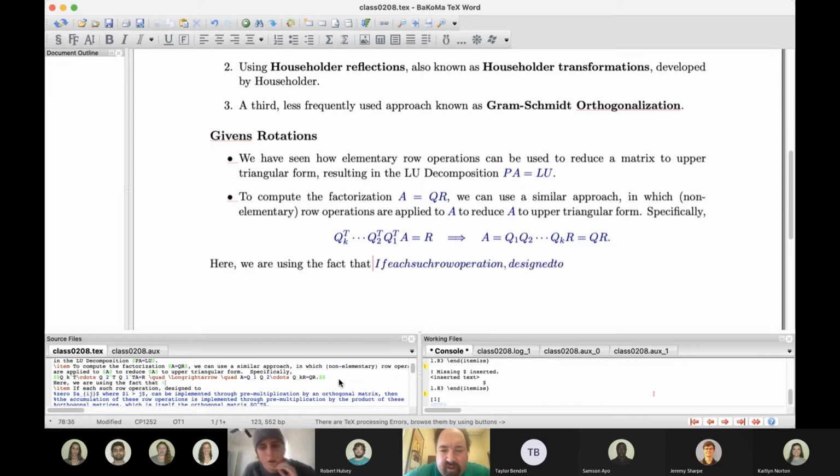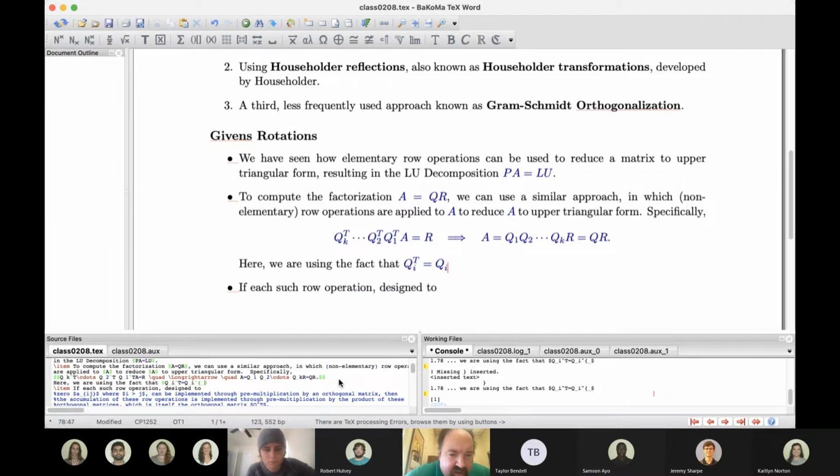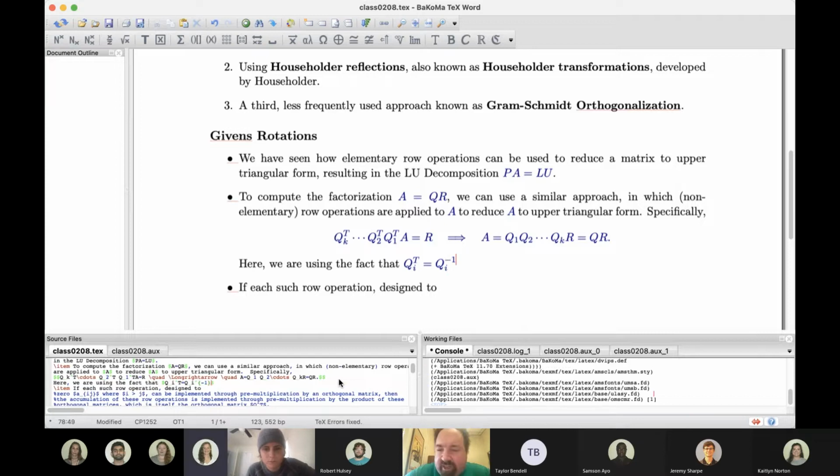Each Qi transpose is equal to Qi inverse. That's one way of characterizing an orthogonal matrix: the transpose is the inverse. And that's why I can multiply both sides by Qk, Qk minus 1, etc., all the way down to Q2, Q1, to effectively move these over to the other side. Because I'm multiplying by Qk, for instance, and it cancels the Qk transpose. And that's why I'm left with only A at the end.